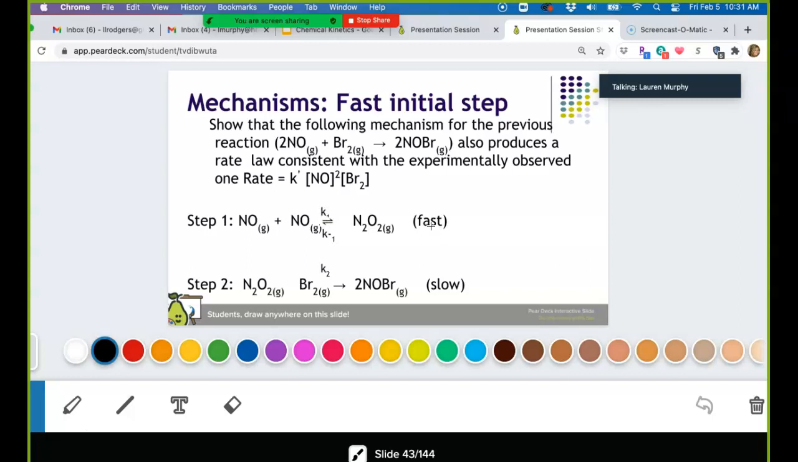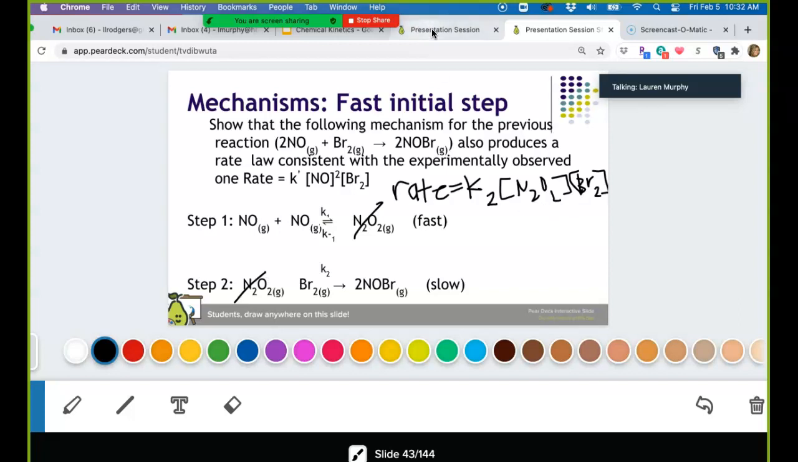My first step is fast, so I know I'm probably going to have to do a little bit extra work. So this is a different mechanism. Let's write our rate law based on the slow step, like we would normally do. So it's rate equals K, and I'm going to call it K2 because technically it's the second step, N2O2 and Br2. And then I notice that N2O2 is an intermediate, so I'm going to have to do more work.